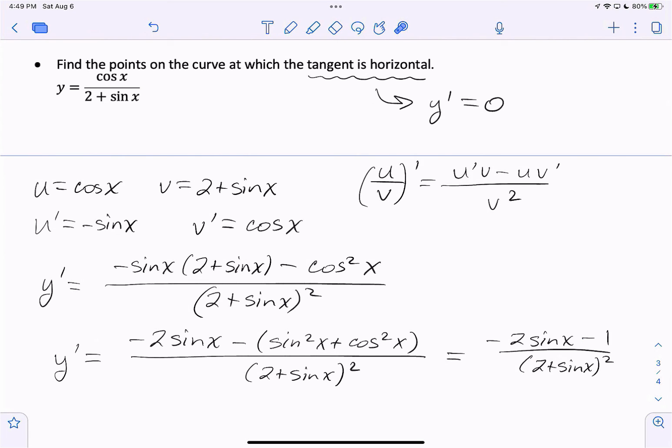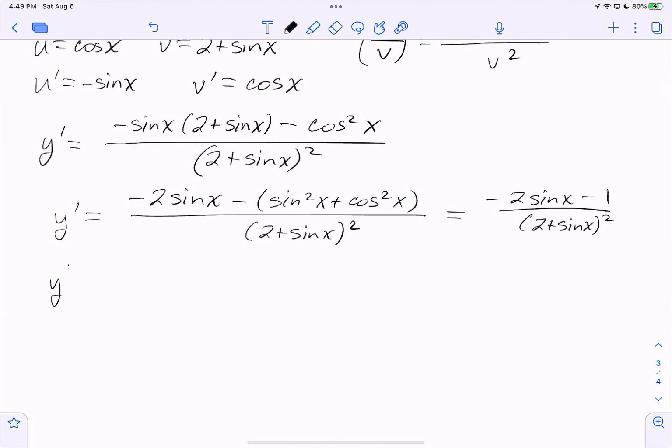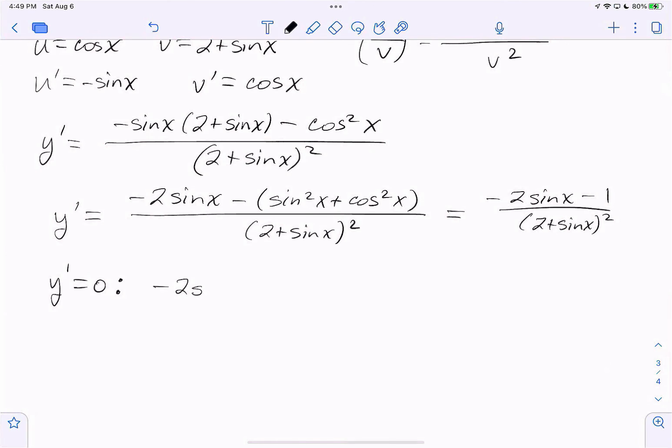After applying the quotient rule, I ended up with y prime is equal to negative 2 times the sine of x minus 1 over the quantity 2 plus the sine of x, squared. Now, of course, we're not done. That was just the derivative. We want to find where the derivative is equal to 0. Thankfully, the only thing that can make a fraction equal to 0 is its numerator. Therefore, in order to find out where y prime is equal to 0, we just need to know where negative 2 times the sine of x minus 1 is equal to 0. Or in other words, where the sine of x is equal to negative 1/2.